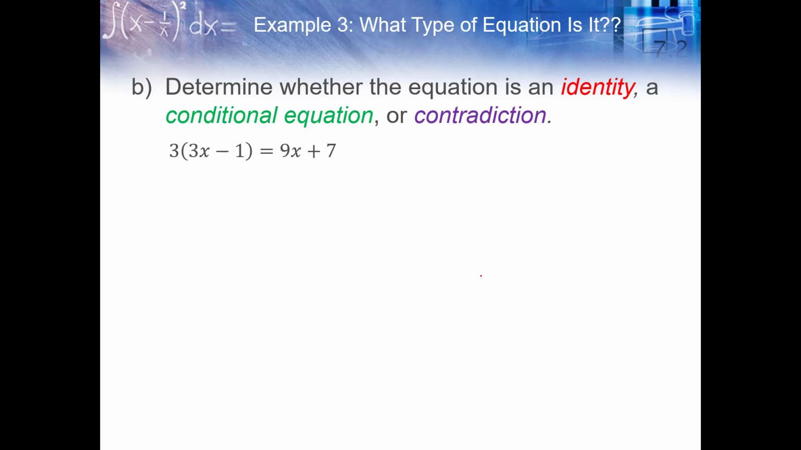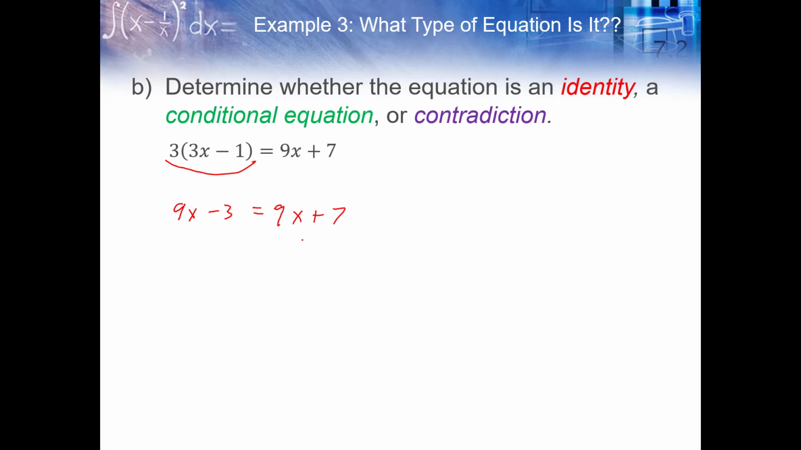Okay, well, let's try one more equation. Here we have 3 times the quantity 3x minus 1 is equal to 9x plus 7. And we want to know if this statement is an identity, a conditional equation, or a contradiction. First we need to distribute. 3 times 3x is 9x. 3 times -1 is -3. And that's going to be equal to 9x plus 7.